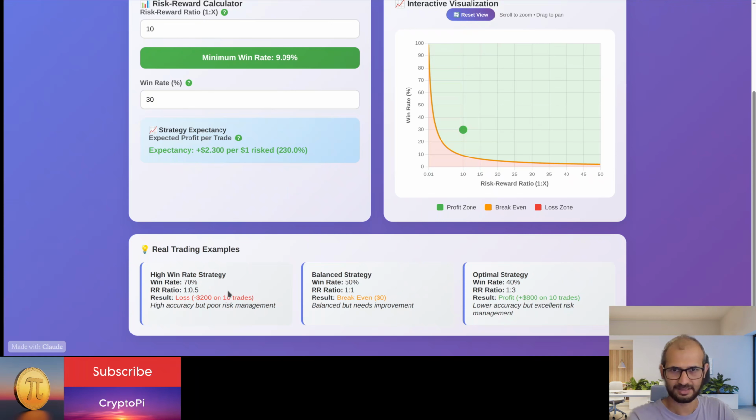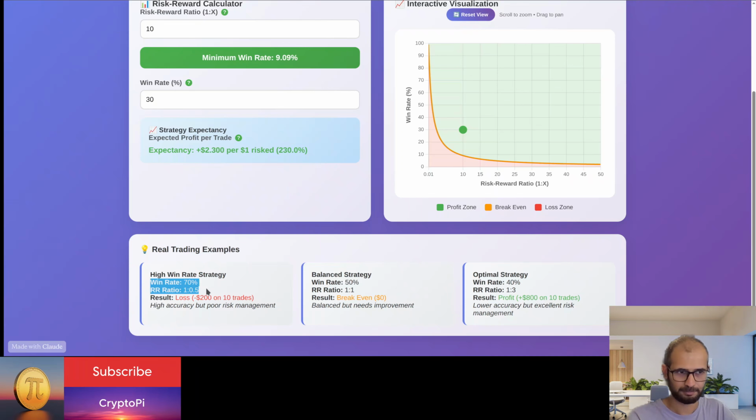So we see that it matters, but it doesn't matter whether our strategy has a high win rate. What really matters is how we manage our risk. Just having a high win rate does not matter. It should be seen in conjunction with the risk to reward ratio.